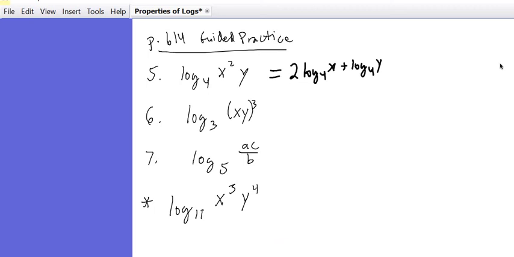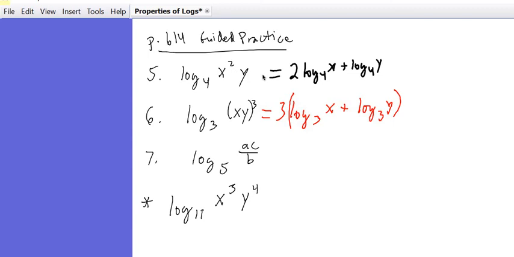Log base 3 of x y to the third. Where can that 3 go? Where can it go? In the front. So we can first write it as 3 log base 3 of x plus, how about we put it in parentheses, log base 3 of x plus log base 3 of y in parentheses, because I'm basically doing that for both. When I put that 3 in front of the log, it's the log base 3 of xy.